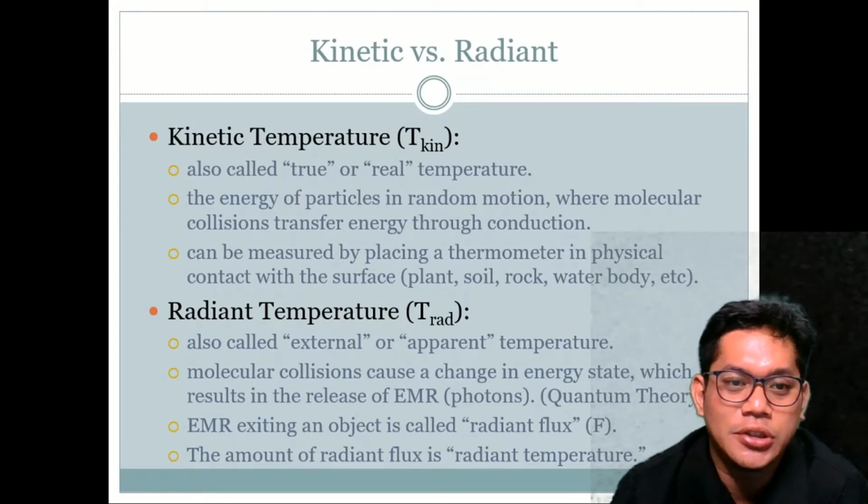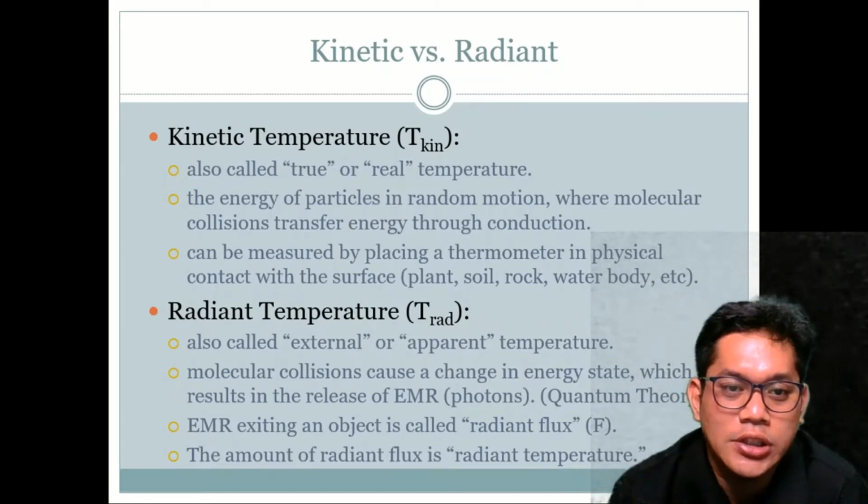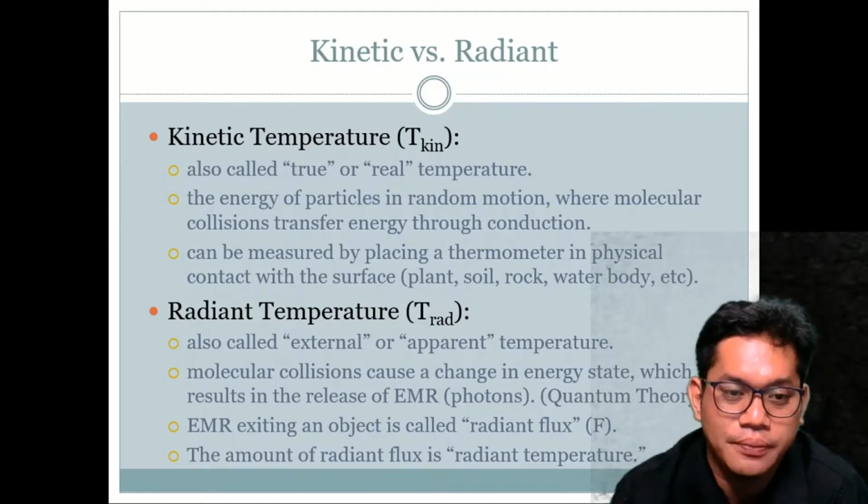Kinetic temperature is what's called the true or real temperature, where the energy of particles in random motion, where molecular collisions transfer energy. Therefore, they must have contact through the object. Usually it is a thermometer. You can measure it by physical contact of the thermometer and so on.